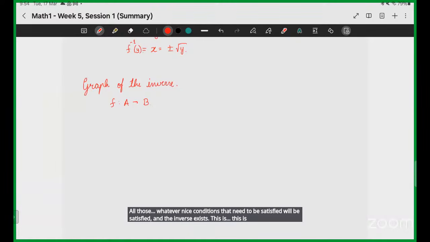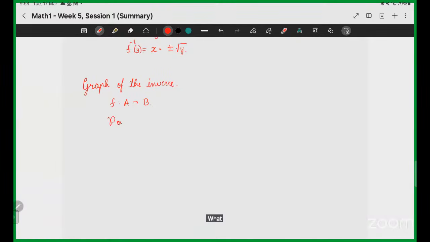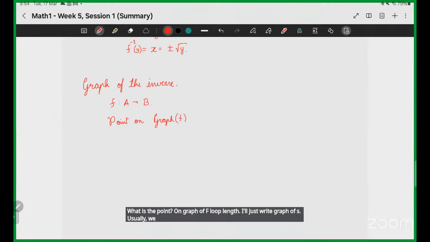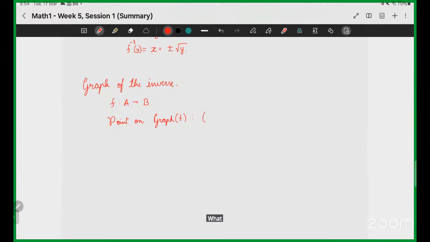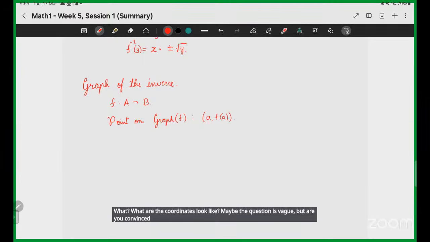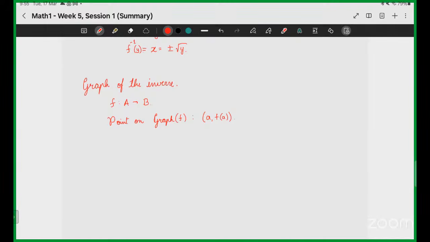This is our assumption. What does a point on the graph of f look like? I'll just write graph of f. Usually we write gamma of f. What does it look like? What do the coordinates look like? Maybe the question is vague, but are you convinced that they are of the form a comma f of a for some a? An arbitrary point on the graph of f has this form.